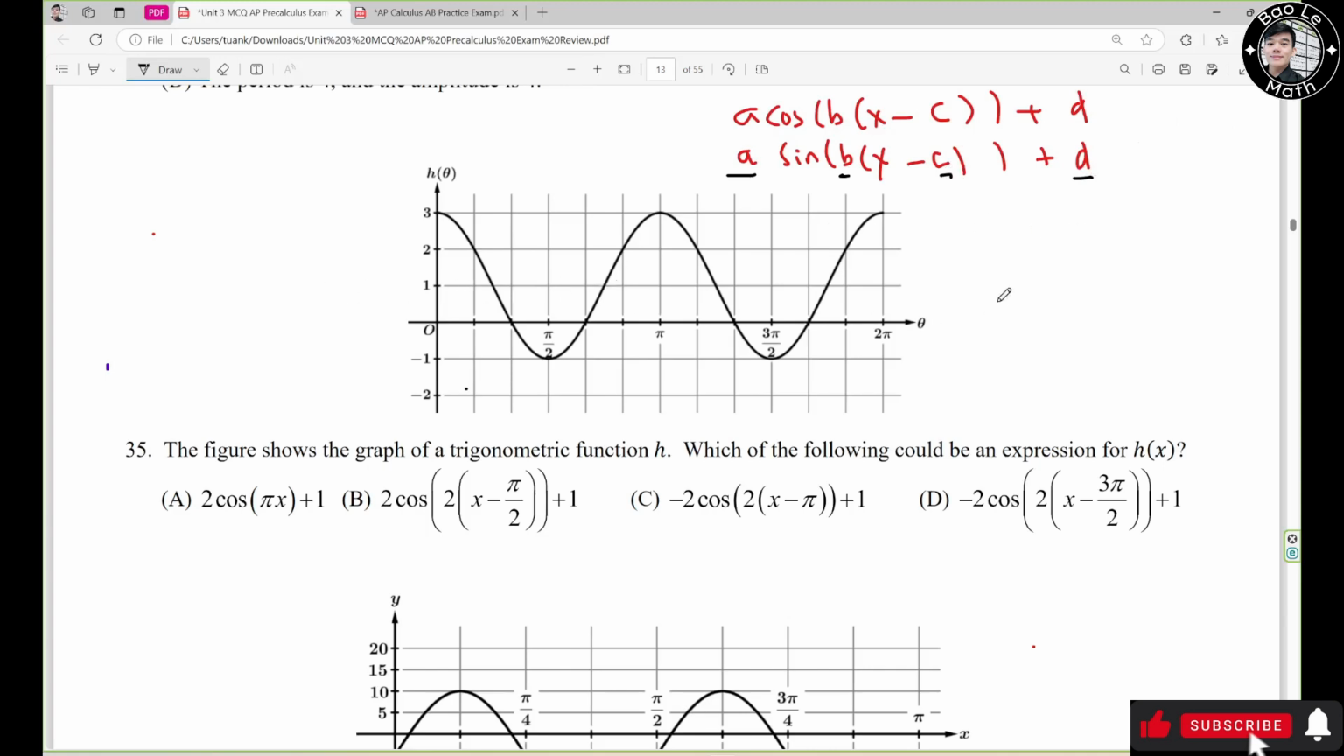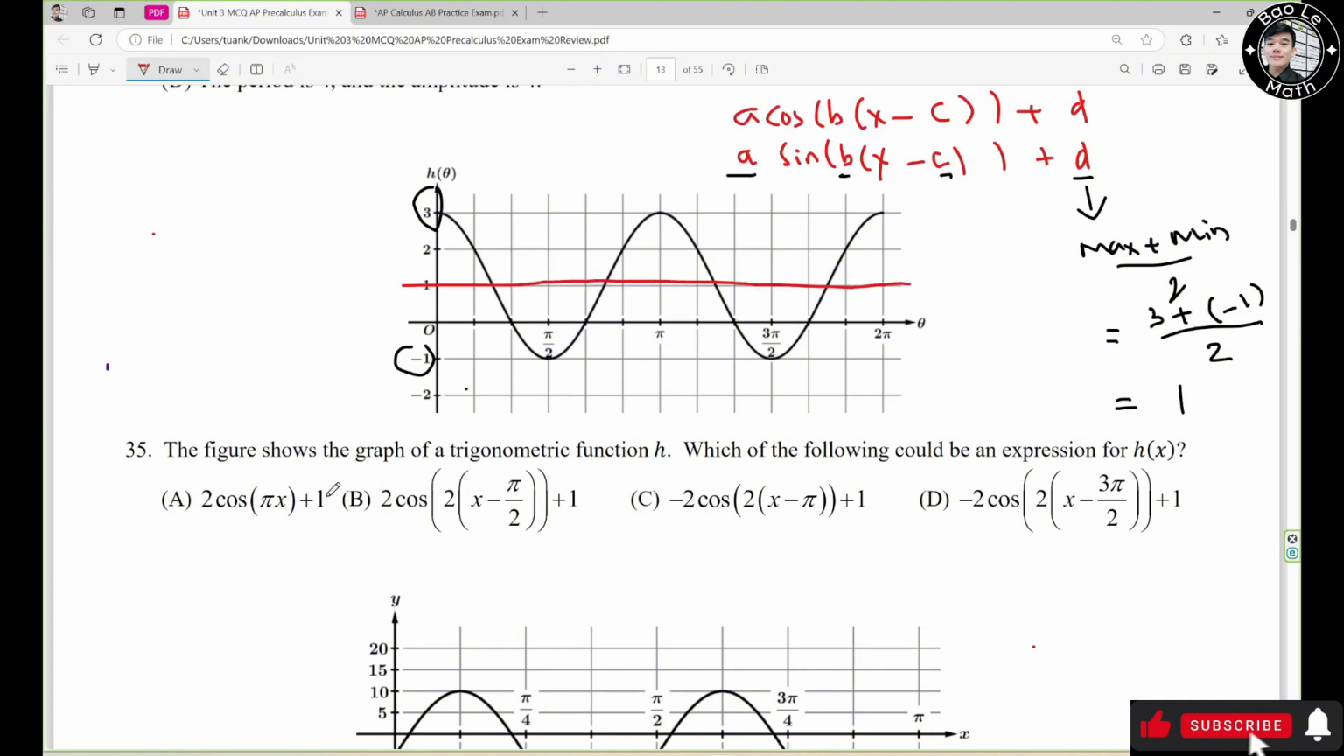Now look at this one right here. We need to find the midline first, right? Midline equals maximum plus minimum divided by 2, right? Now maximum is 3, minimum is negative 1, right? So if you add them up, divide by 2, it's going to be 1, right? So the midline is 1. Alright, now you look at the answer over here, we always have 1, right?